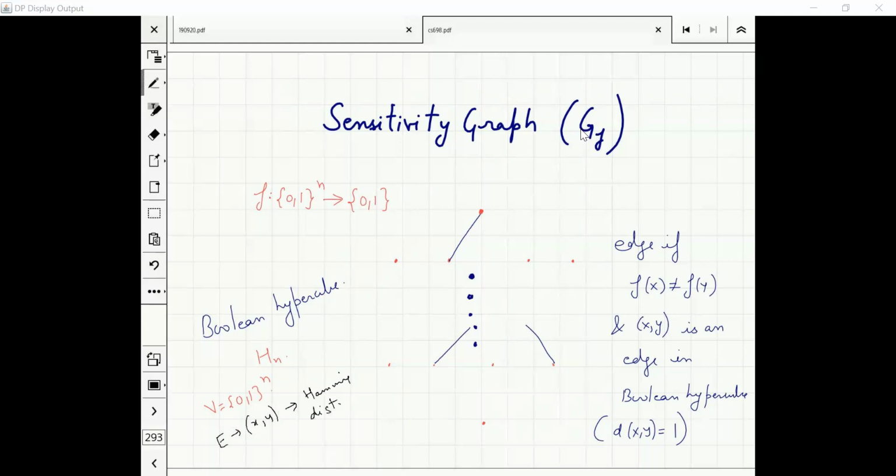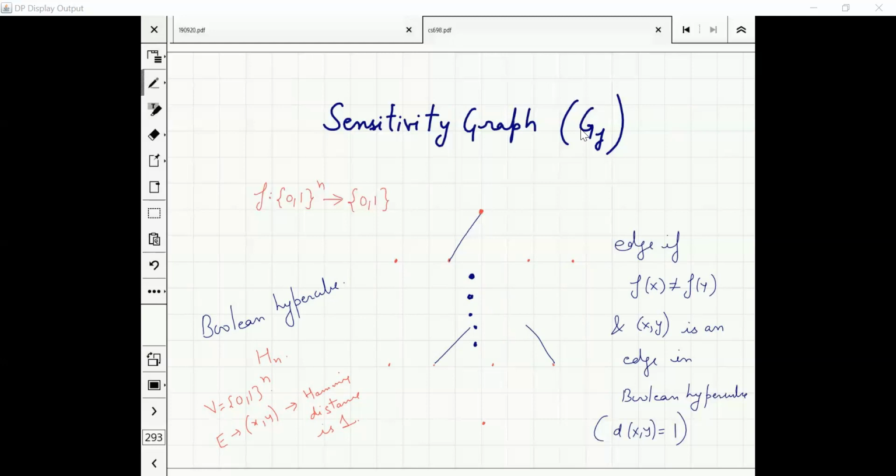This is just to remind you. This was a Boolean hypercube as a graph. And now the sensitivity graph is going to be a subgraph of it. You are going to pick some edges out of the Boolean hypercube, so keep all your vertices. Again, remember, the sensitivity graph depends on the function. A function leads to a sensitivity graph.